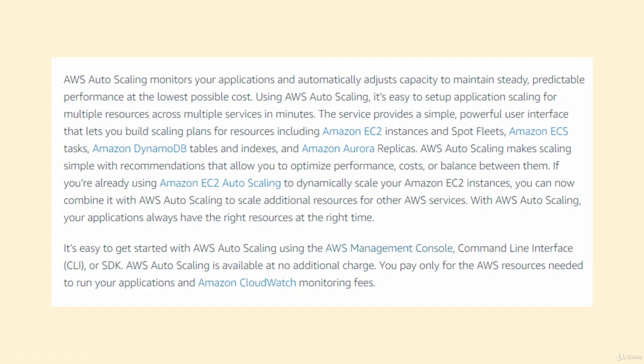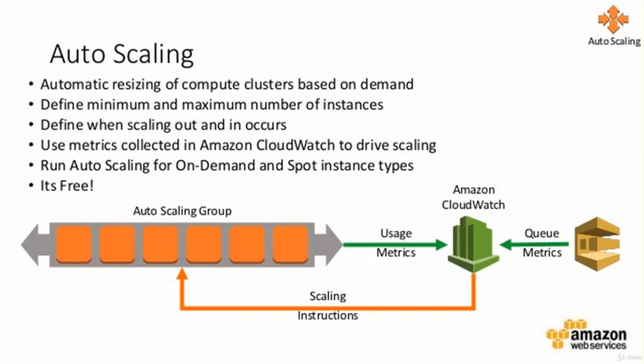It's easy to get started with AWS auto scaling using the Management Console, the command line interface, or the auto scaling SDK. You need to only pay for the AWS resources needed to run your application. There is no additional cost for auto scaling and no upfront fees. With auto scaling, we can automatically resize the compute clusters based on user demand. We can define a minimum and maximum number of instances so that we may not exceed a certain level.